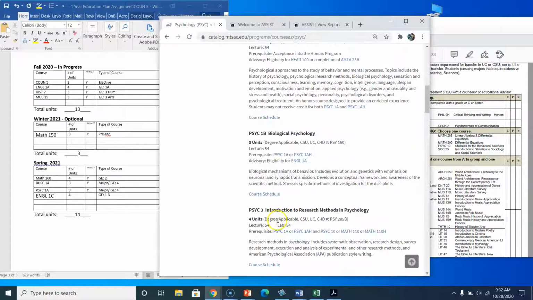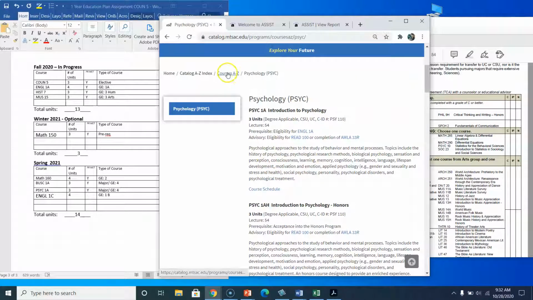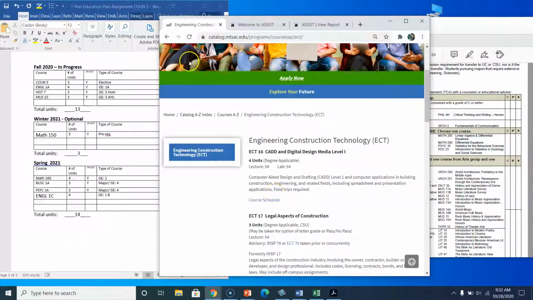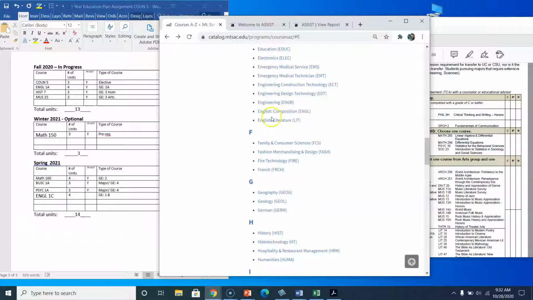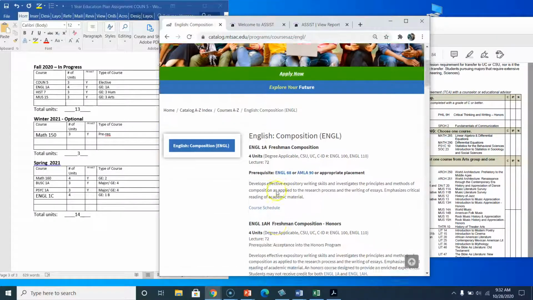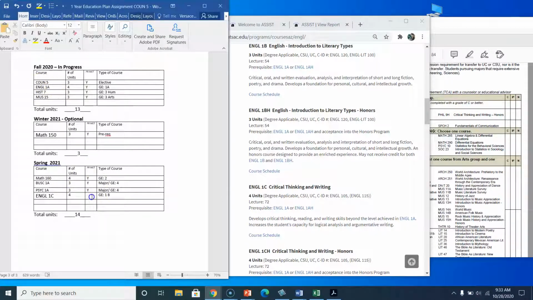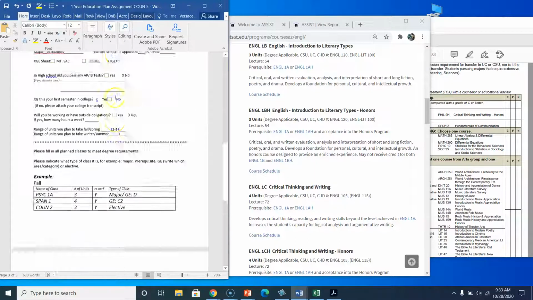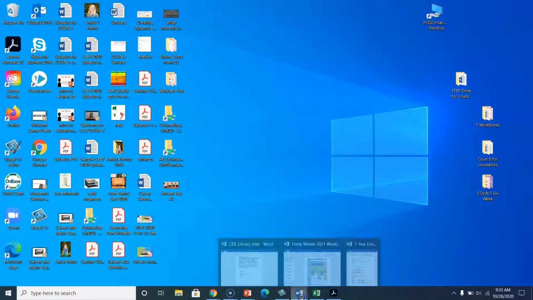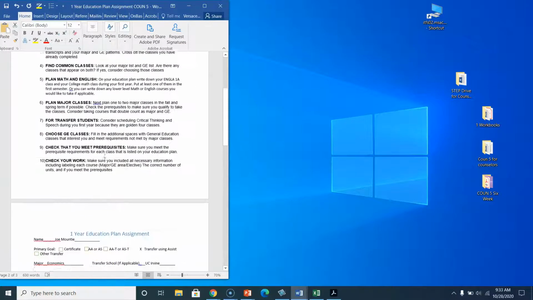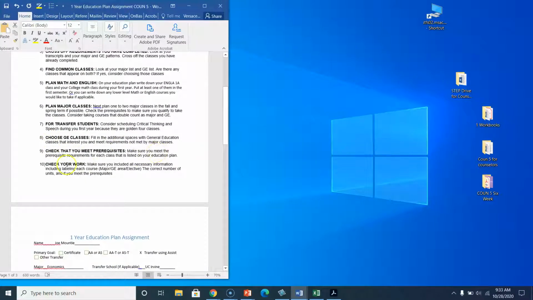All right, and now let's go back to courses A through Z and check English. Oops. Let's go back. English. And we see English 1C has a prereq of English 1A, which we're in right now. So we got that. All right, so we checked all our prereqs. Lost everything again. There we go. All right, so let's go back to the list. Check we made the prereqs.